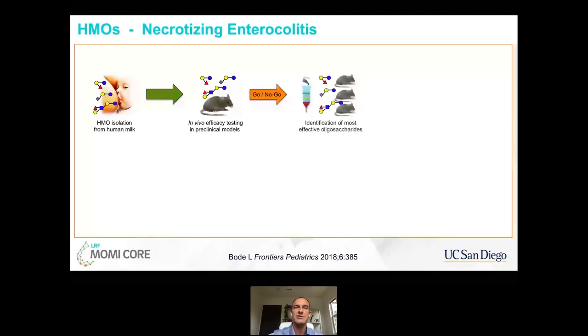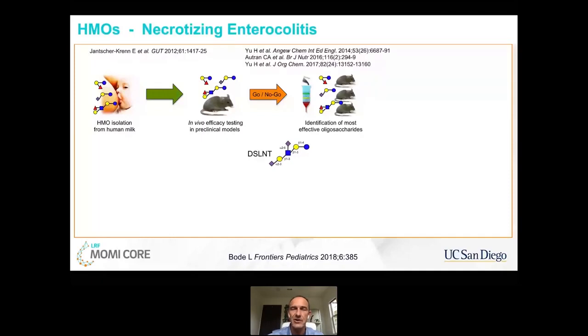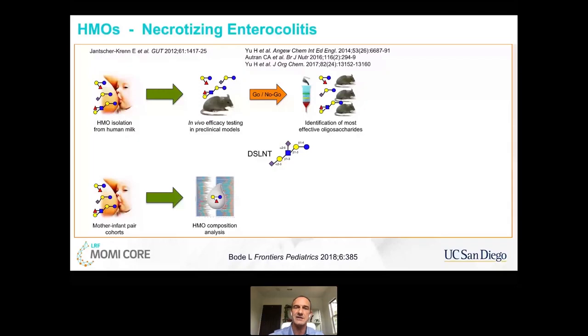So we used multidimensional chromatography to break this down into individual oligosaccharides, and we found that the effective oligosaccharide looks like this. It's called DSLNT. We then developed the chemical space around that, but also wanted to know, does this translate to humans? So then we set up a mother-infant cohort with moms that had very low birth weight infants, and we collected milk samples every second day of what went into those infants over the first 28 days of life.